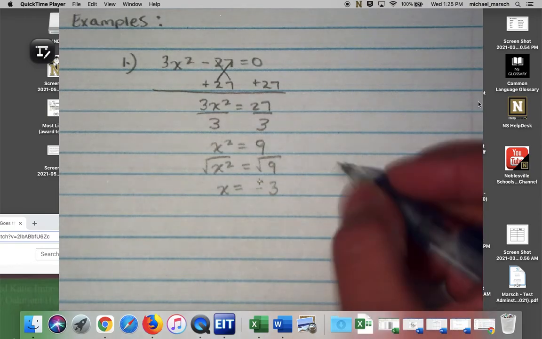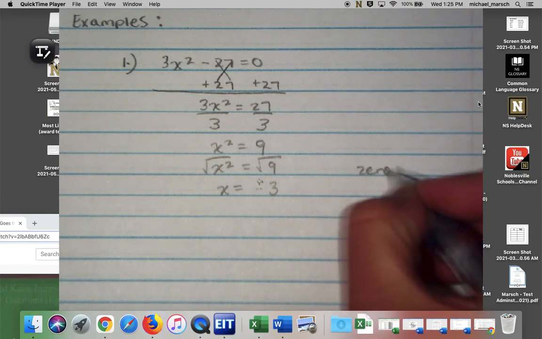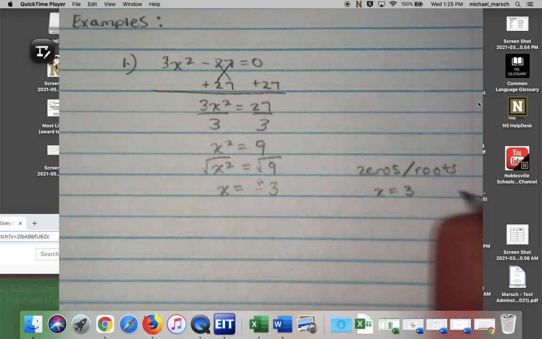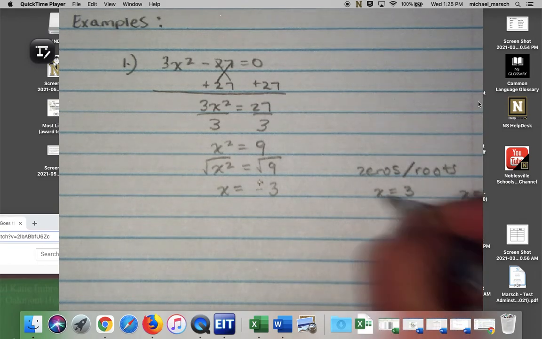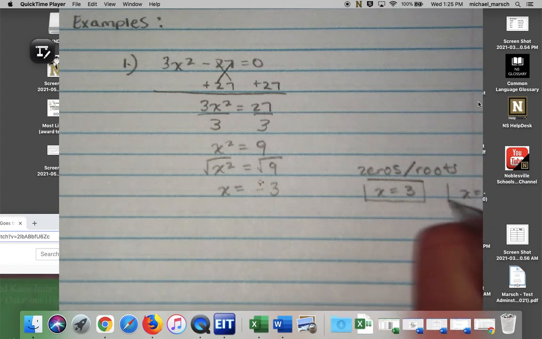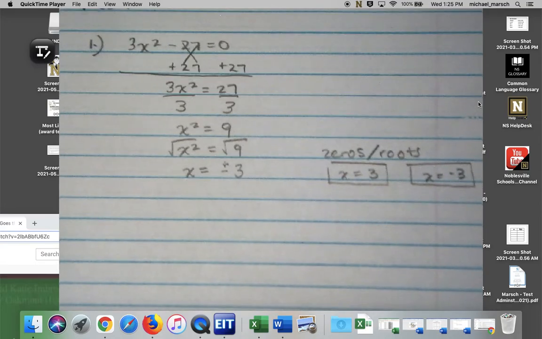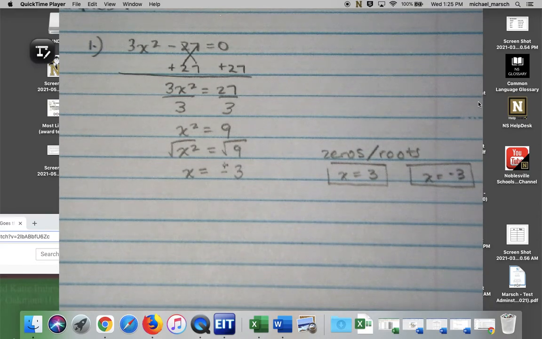So then my roots, my zeros, roots are x equals 3, x equals negative 3. And those are my answers. Yes, sir? So, like, what if it started off with, like, we had to subtract 27 and it went down from there? We're going to do several examples, so, yeah. Hopefully I'll be able to answer all those questions.